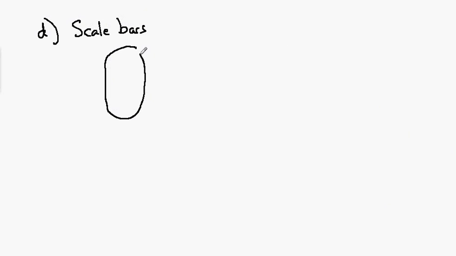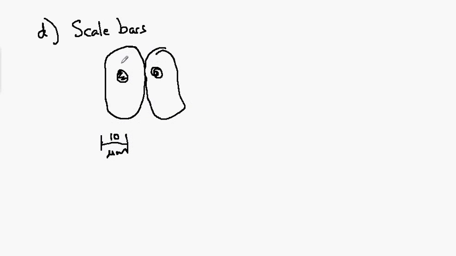The fourth item we should be aware of is the use of scale bars on an image. So let's draw some cells. Here's a couple of cells, doesn't matter what they are really. And on your diagram you might find a bar like this, and on this there would be a number, perhaps 10, and the units would be there, microns, like that.